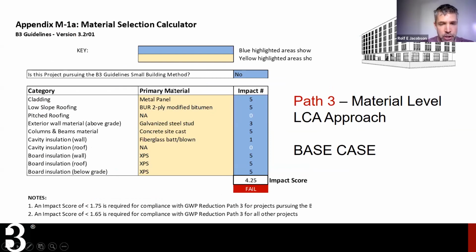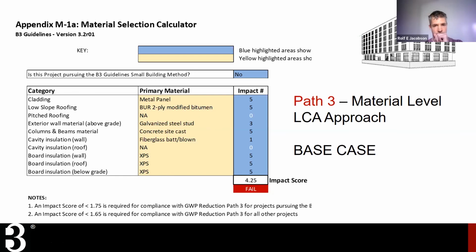Just kind of a screenshot of the Excel tab. And you can see the categories on the left-hand side. Then in the yellow box, these are where you make the drop-down selections. And then it's showing you in the blue column what the impact score is.